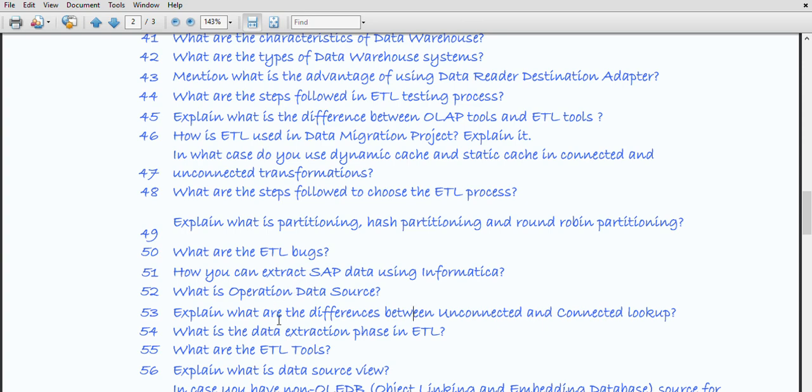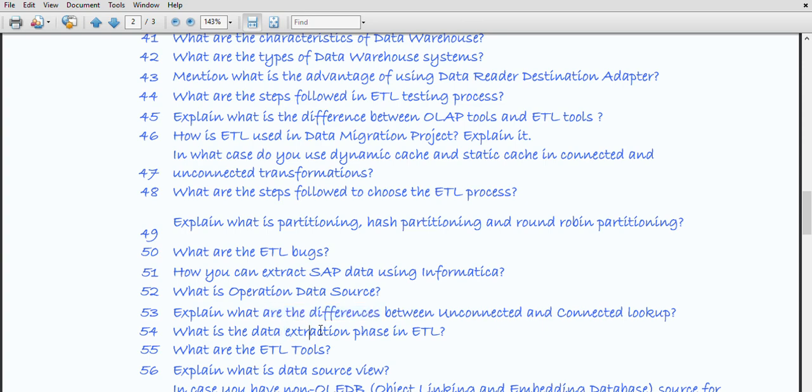Next is, what is the difference between unconnected and connected lookup? A connected lookup participates in the mapping, and an unconnected lookup is used when the lookup function is used instead of an expression transformation while mapping. A connected lookup supports user defined default values, and an unconnected lookup does not support user defined default values.